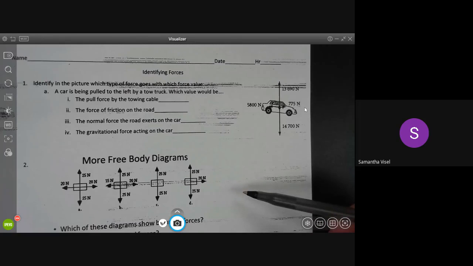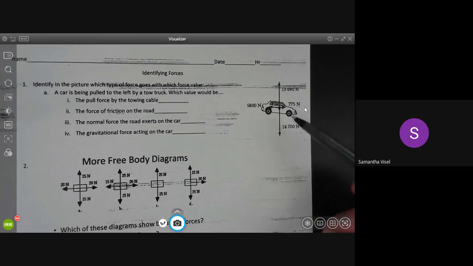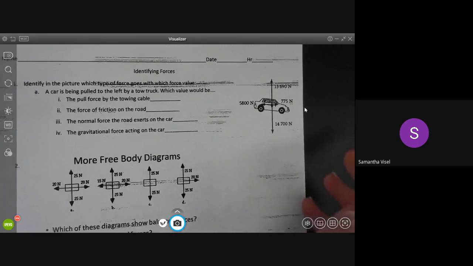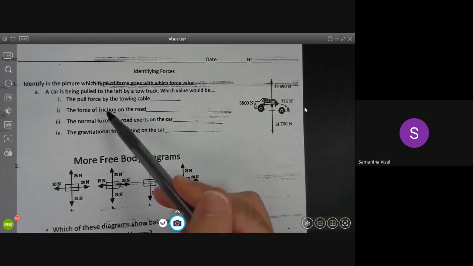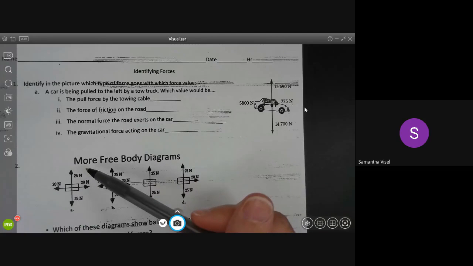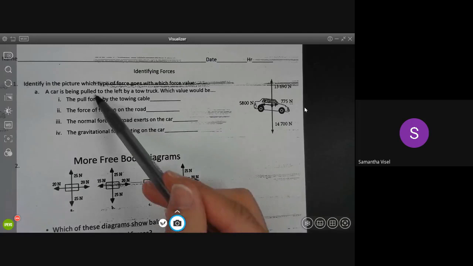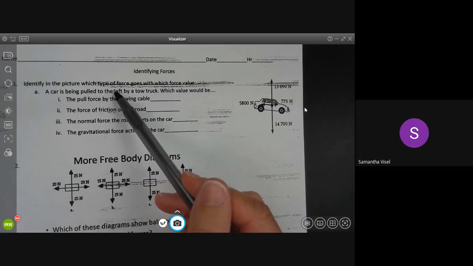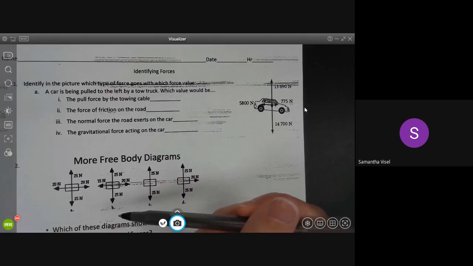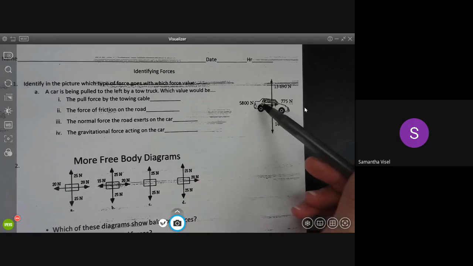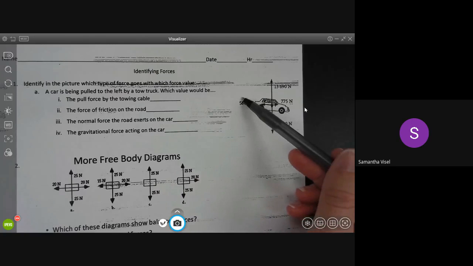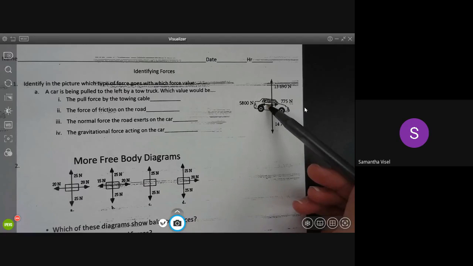So I have a car being pulled to the left by a tow truck. In this free body diagram, what would all the forces be on the car? First I have the pull force by the towing cable. If the car is being pulled to the left, then the pull force is going to be whatever vector arrow is pointing towards the left. So if I look over here, I have my vector arrow to the left.